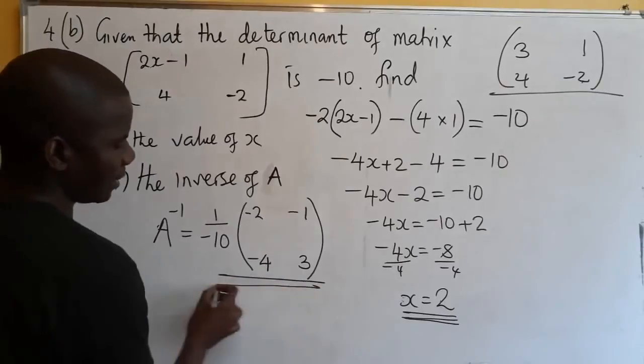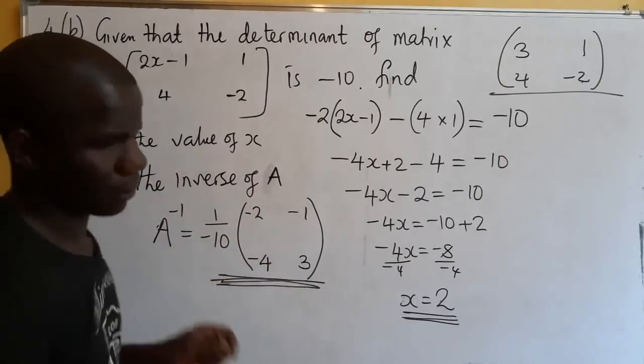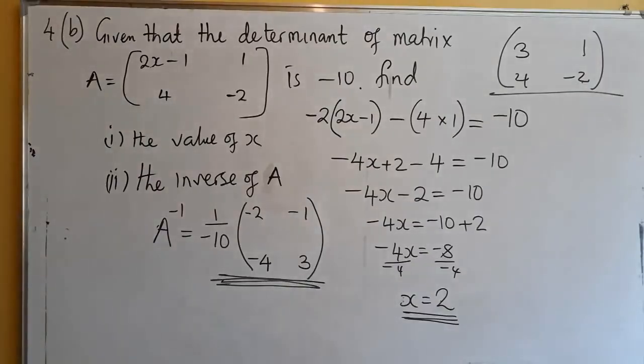So this one is the inverse here. The inverse of A is this one here. Okay? That is what we are expected to find. Let's look at the next question. Question 5 now.